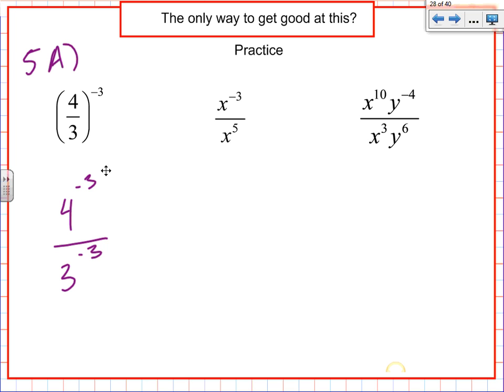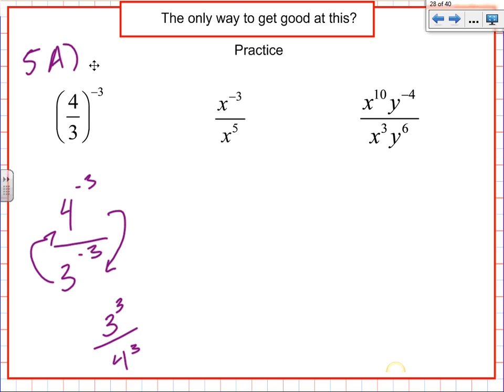Now we know that the negative exponent property takes something from the numerator and puts it in the denominator, and takes something from the denominator and puts it in the numerator. And then all you do is change those powers to be positive. So we would have 3 cubed over 4 cubed.